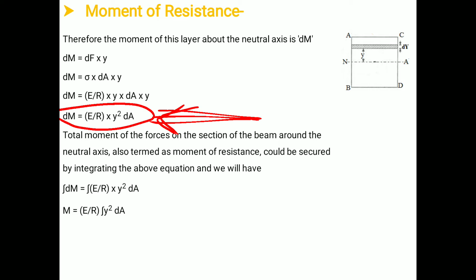Therefore, the integration of dM is equal to integration of E upon R into y square dA. As E upon R is constant, as already discussed in the earlier video, it will be taken out of the integration sign. We have M is equal to E upon R into integration of y square into dA.